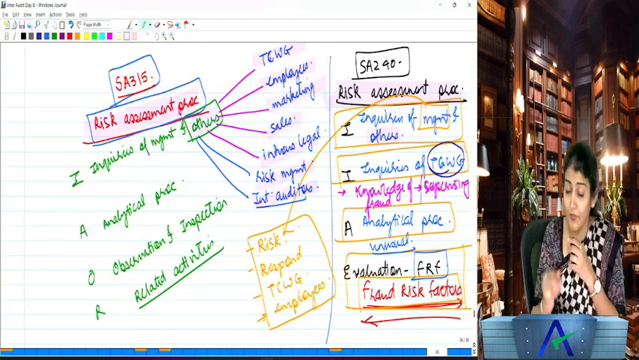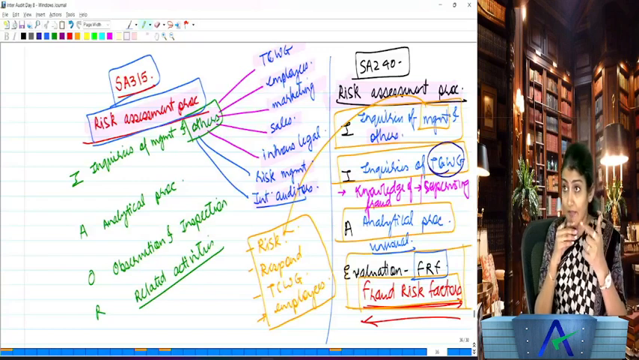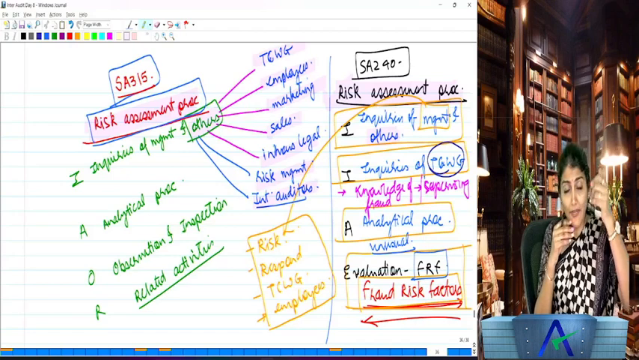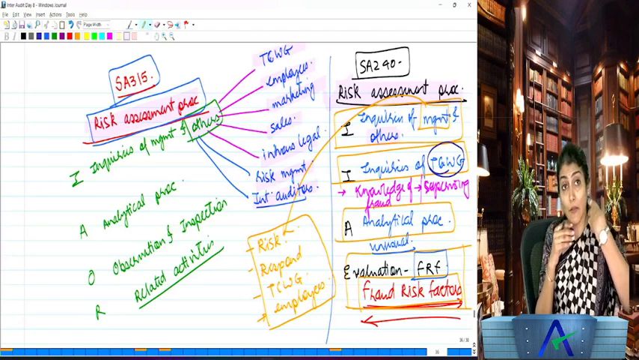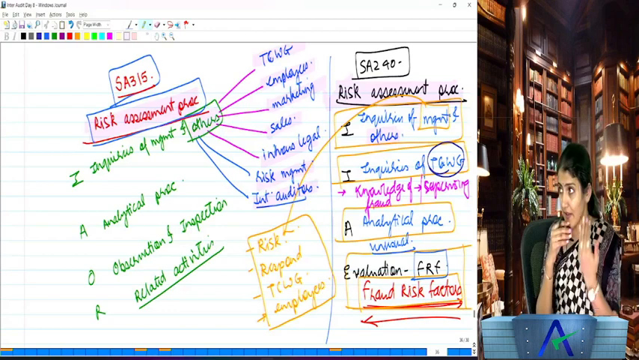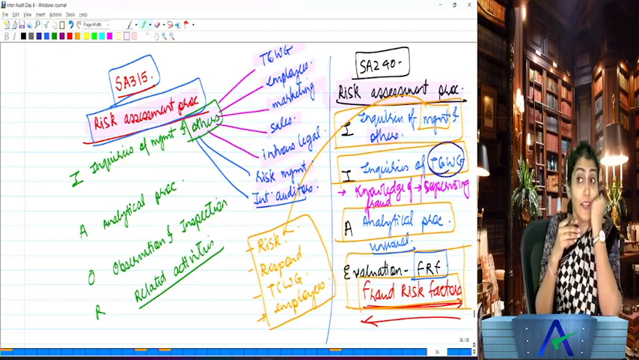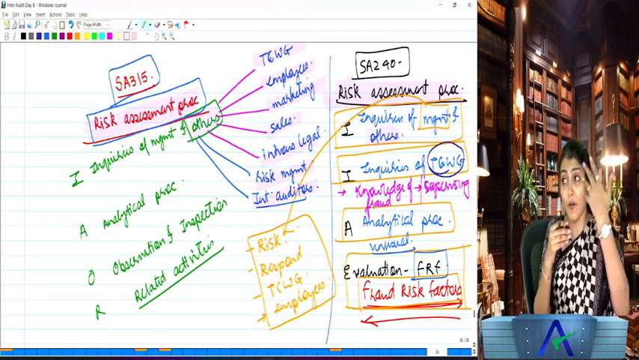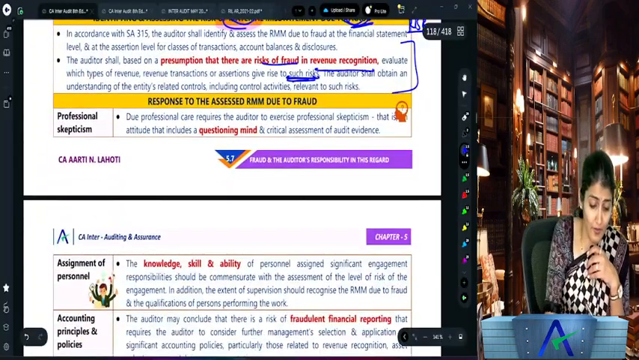And now what has happened so far? I have done my risk assessment. By doing my risk assessment, I have assessed the fraud risk. And now, what does it say further? I have to respond. I assessed the risk. Now, what do I need to do? I need to respond. And now, what is my risk? Maybe in the company there is a fraud. So now I need to respond. 100%, what will I have to do? I'll have to be more alert.